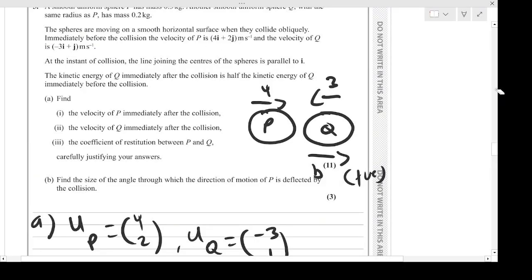Right, so hopefully you're with me here. So now it wants me to work out the coefficient of restitution between P and Q.